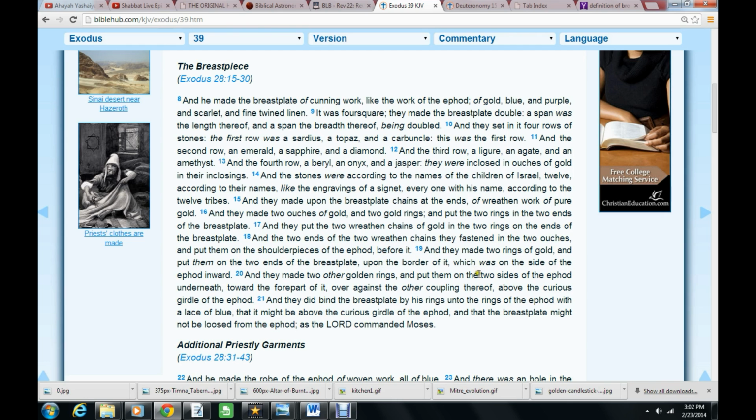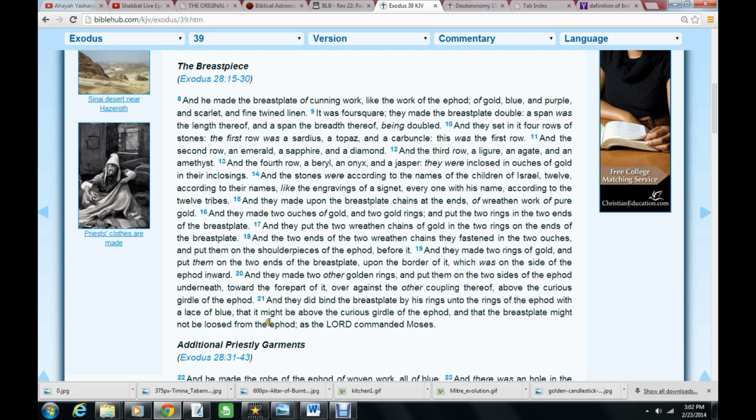And they made 2 rings of gold, and put them on the 2 ends of the breastplate, upon the border of it, which was on the side of the ephod inward. And they made 2 other golden rings, and put them on the 2 sides of the ephod, underneath, toward the forepart of it. So it's on the top and the bottom, they got rings. Over against the other coupling, therefore. So over all the other clothing and layers. Above the curious girdle of the ephod, which means even before the curious girdle of the ephod.